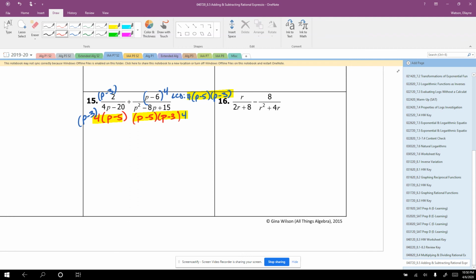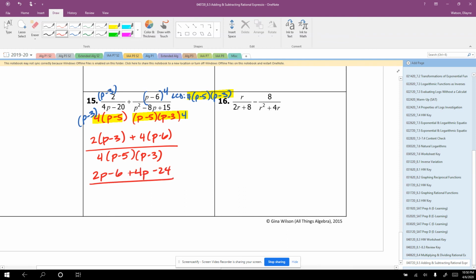So what I end up getting on the top is 2 times p minus 3 plus 4 times p minus 6. And now I have a common denominator at the bottom, which is 4 times p minus 5 times p minus 3. Okay, and hopefully you see I'm just not writing every single step out now. All right, distribute, combine like terms, all that good stuff. We're going to have 2p minus 6 plus 4p minus 24 all over 4 times p minus 5 times p minus 3. Now, notice I'm not multiplying out the bottom.